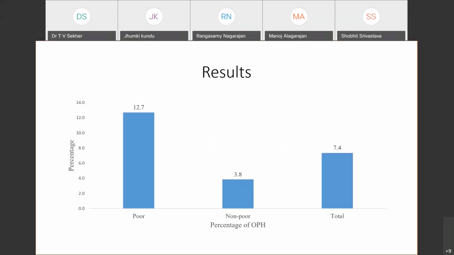So coming to the results, it was found that almost 12.7% of older adults from the poor category reported that they were living as OPH, that is one-person household, whereas only 3.8% of older adults from the non-poor category reported that they were living as OPH. Overall, 7.4% of older adults in India were living as OPH.